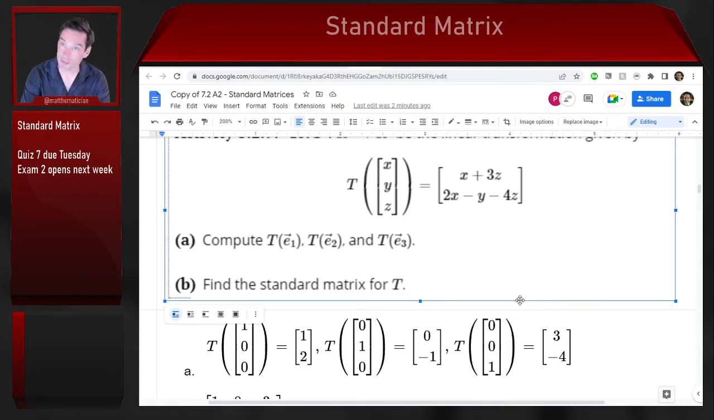And then the next step is where everybody screws this up the first few times that they do it. We take those vectors and we make them the columns of our standard matrix. And again, I would love to say that there is a deep mathematical reason for why they need to be the columns, but there isn't.